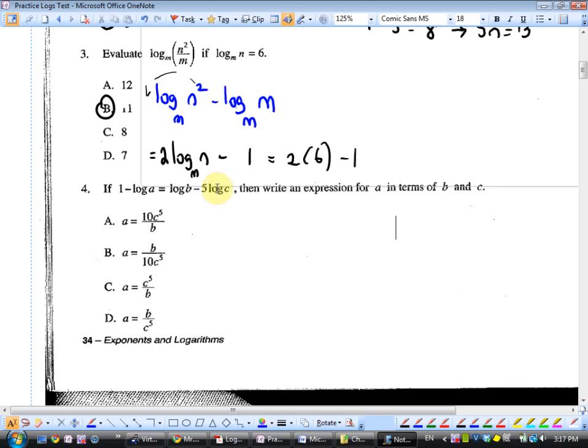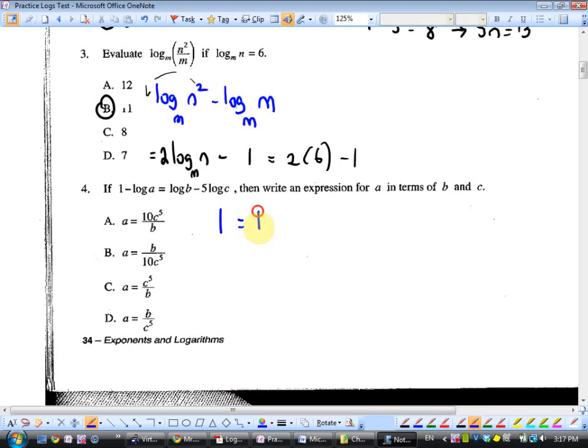Is that a log right there? Yeah. How about right there? Yeah. You know what? Let's get all the logs to the same side. Oh, and that's actually going to be kind of nice. I'll move this log over to this side. So the first thing that I would do here is I would write this as 1 equals, even though we're trying to get the A by itself. That's going to come later. Let's get the logs by themselves first.